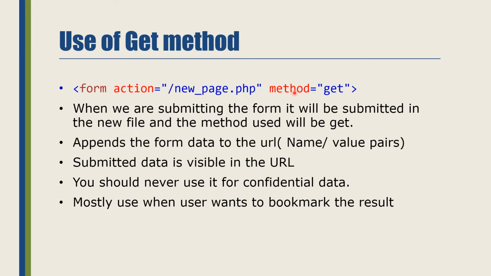So what is the difference between the GET method and the POST method? In the case of the GET method, when we are submitting the form, it will be submitted in the new file and the method used will be GET. When we use the GET method, it will append the form data to the URL in the form of name/value pairs. The data will be submitted and it will be visible in the URL. So of course you can't use it for confidential information.